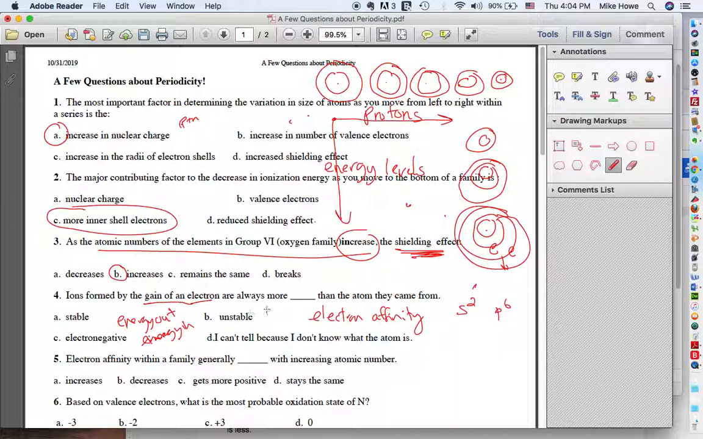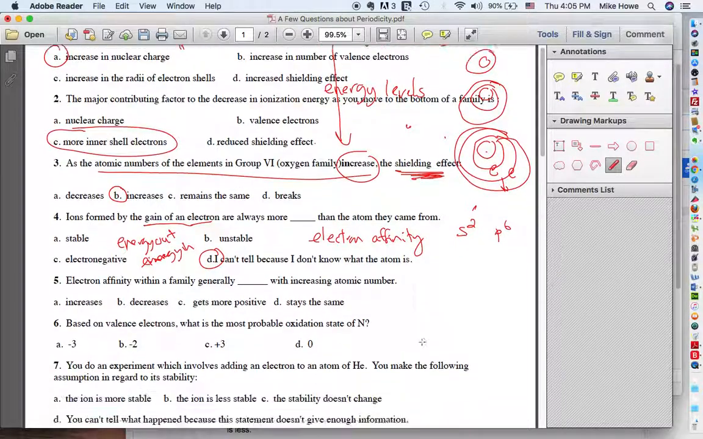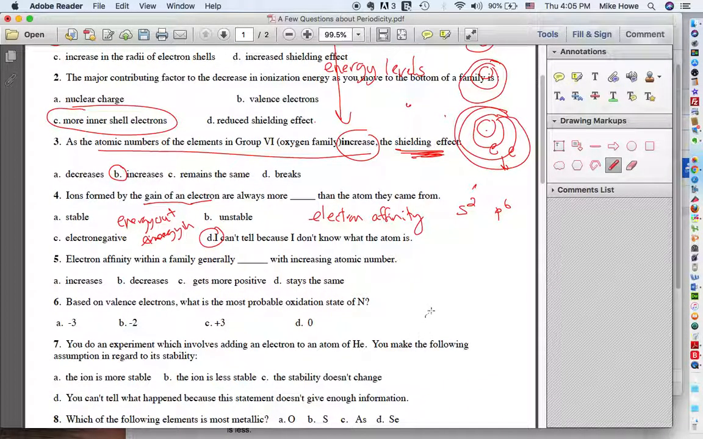So since we don't know what the atom is, the answer to that question is I can't tell, because sometimes when you add an electron, energy is released, other times energy is required. And remember, the more negative the electron affinity, the more desirable it is for that atom to gain an electron. So the negative value means it's desirable to gain an electron. The negative value means energy is released. And the more energy released when you add an electron, the more desirable it is.